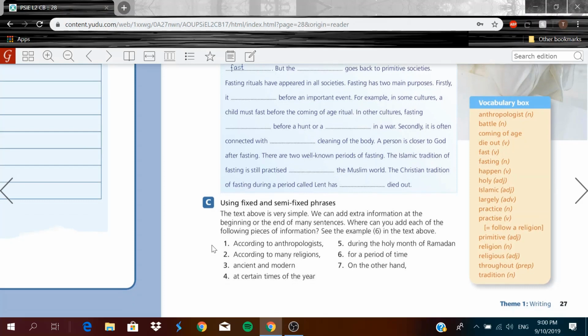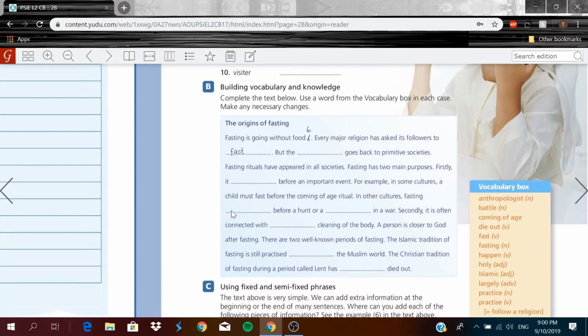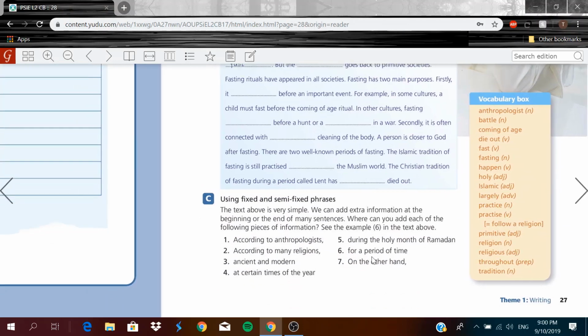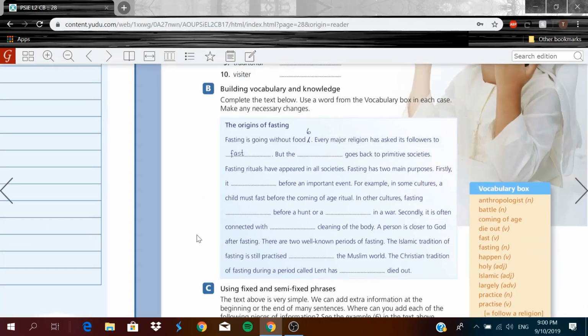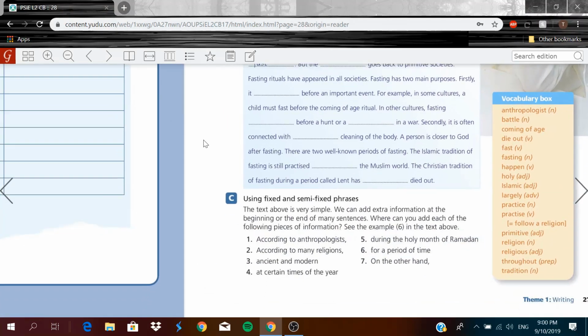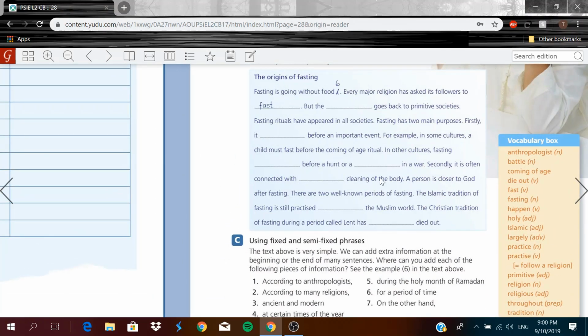So here we have some phrases or extra pieces of information. So according to anthropologists, according to many religions, we have ancient and modern, at certain times of the year, during the holy month of Ramadan, for a period of time, and finally on the other hand. So see number 6 here. If I go above and say fasting is going without food, right? And if I continue by saying for a period of time, it makes sense, right? So that's how it's going to go. And then we'll probably say every major religion and we'll keep going, okay? So here we have 7 and we're going to add these to the text here.